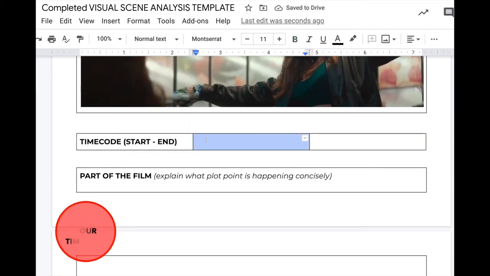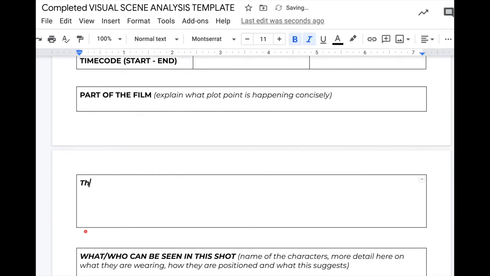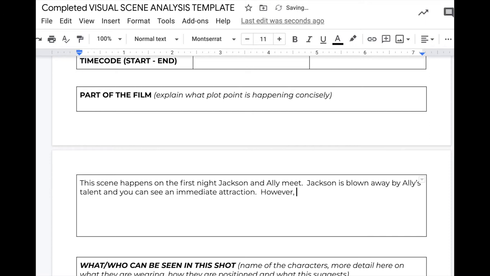Step 4. Find the time code for the beginning and the end of the scene. Step 5. Describe and explain the plot point in the film that this scene occurs, but do not retell.